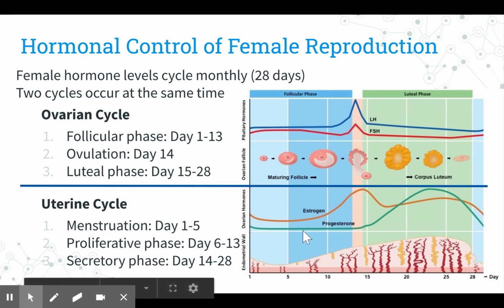In the uterine cycle, we're looking at the hormones estrogen and progesterone as they change the thickness of the wall as it builds up to prepare for implantation. If implantation does not occur, then the end of the cycle results in a breakdown and release of the tissues from the uterus wall, which is what we call menstruation.